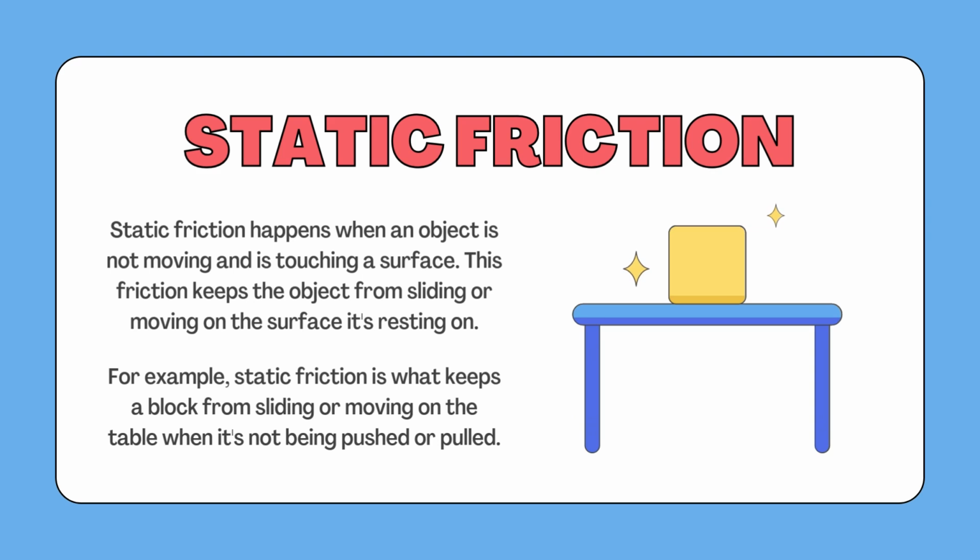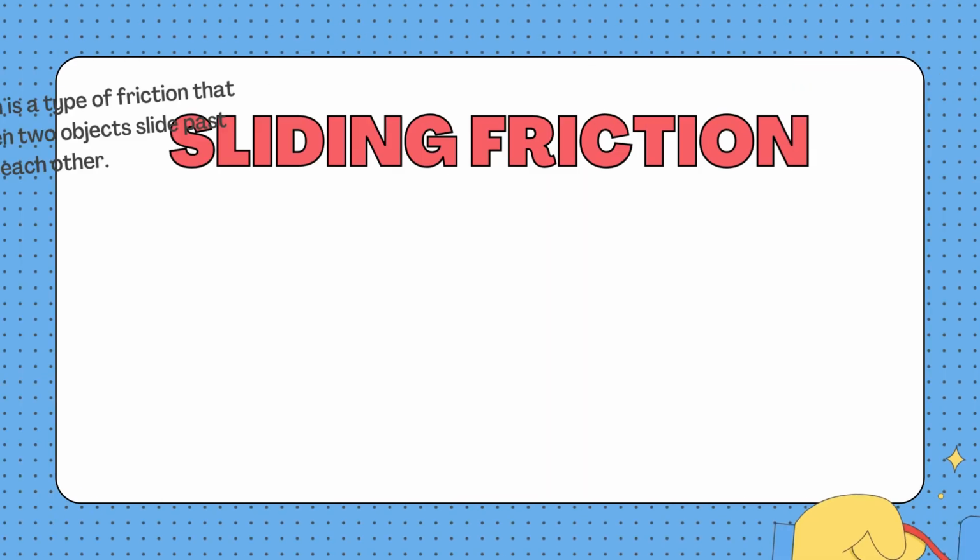This force varies based on the surface materials and the object's weight. For example, a heavy block on a rough surface experiences greater static friction, preventing it from sliding until enough force is applied. Next, sliding friction.